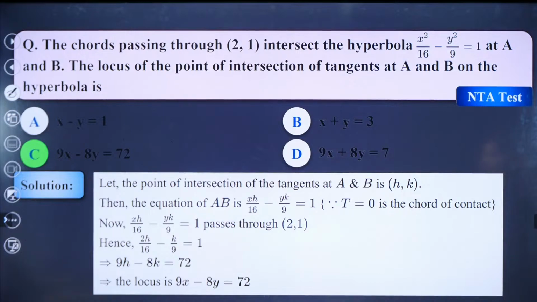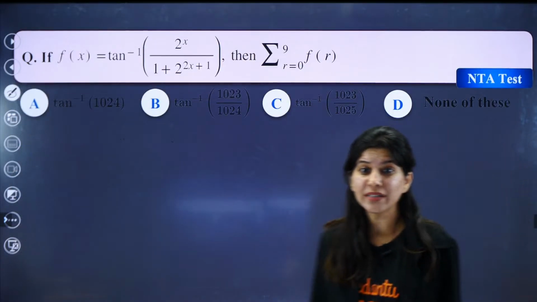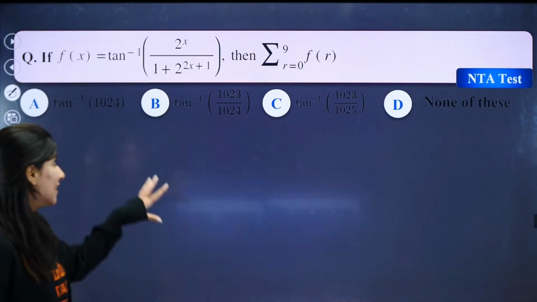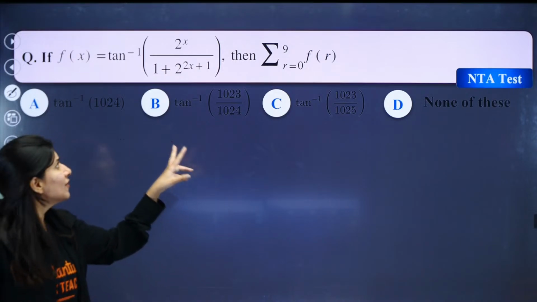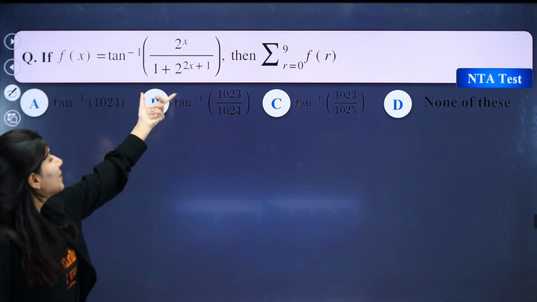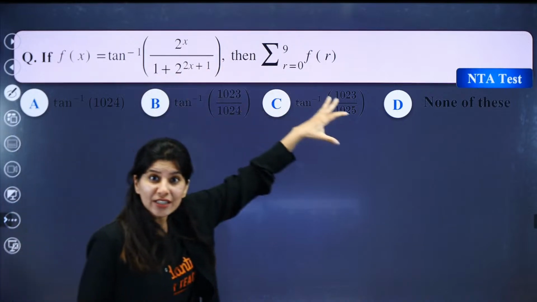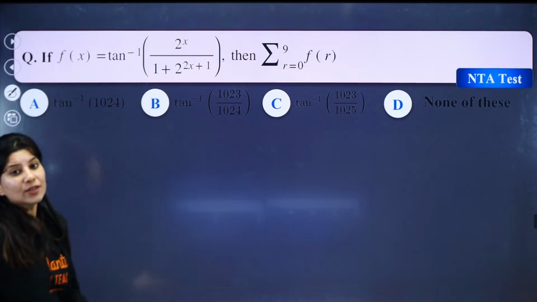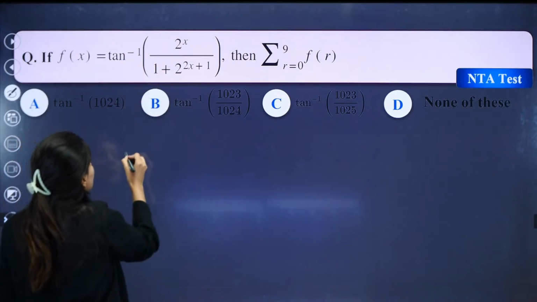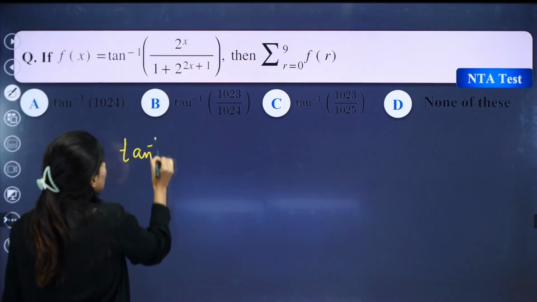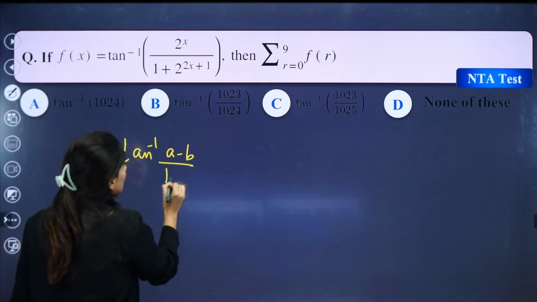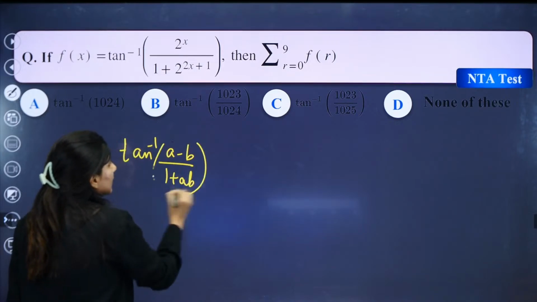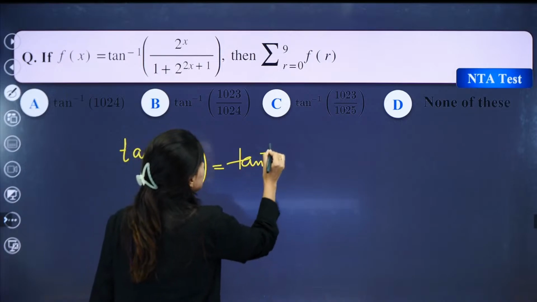Okay, let us now move on to the next question, which is from inverse trigonometric functions again. This is a very popular type of function wherein tan inverse of something is given and a summation of tan inverse is what we need to figure out. So basically this formula, you know that tan inverse of (A minus B) whole upon (1 plus AB) will be nothing but tan inverse A minus tan inverse B.